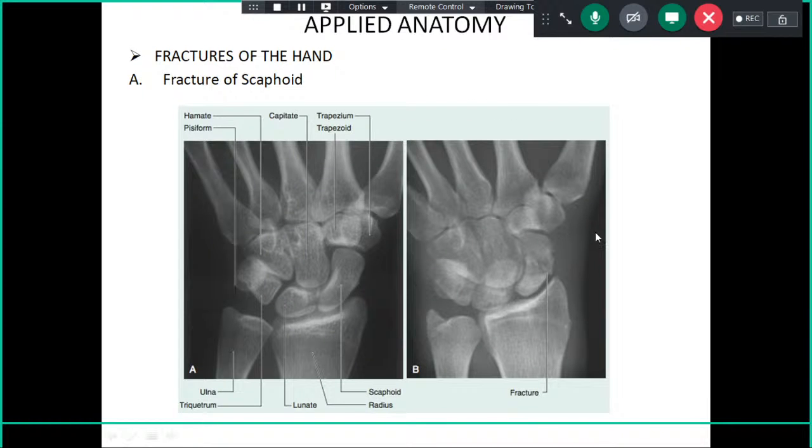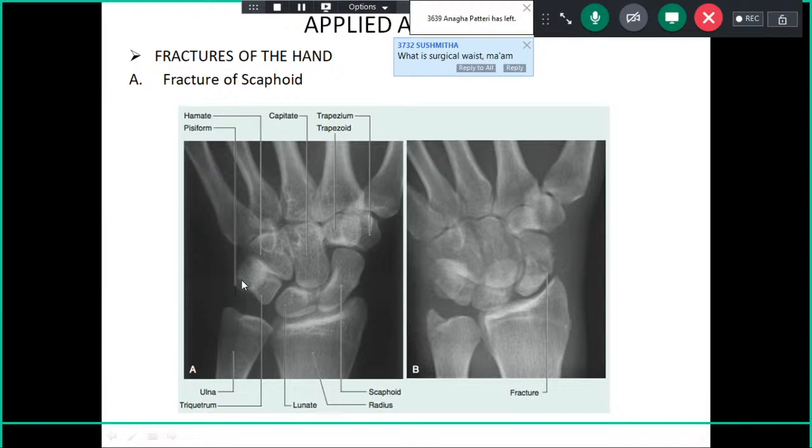This is the image from Gray's Anatomy for Students. Appreciate this is a normal x-ray of the scaphoid. This is the radius bone here, the ulna. We have the scaphoid here, lunate, triquetrum, and can you appreciate the pisiform here, right?